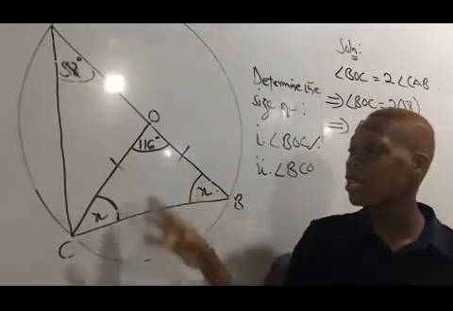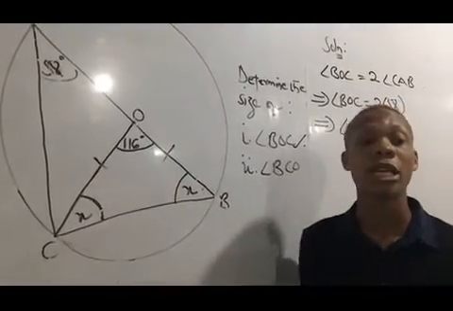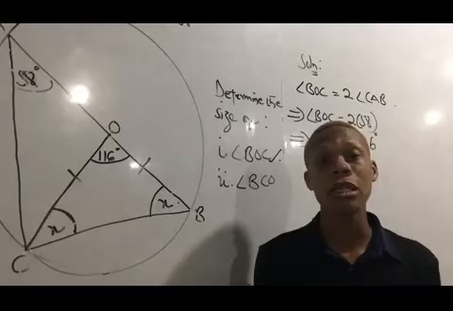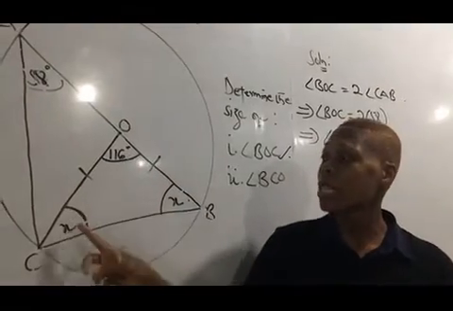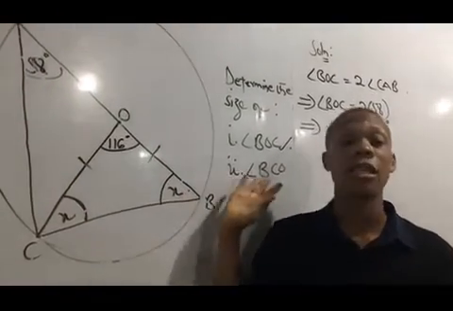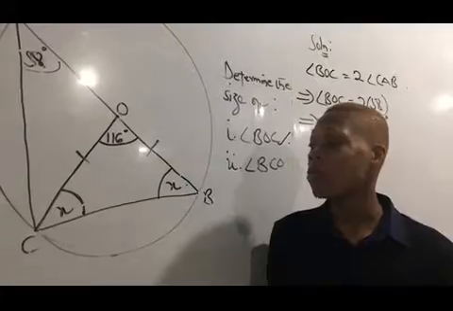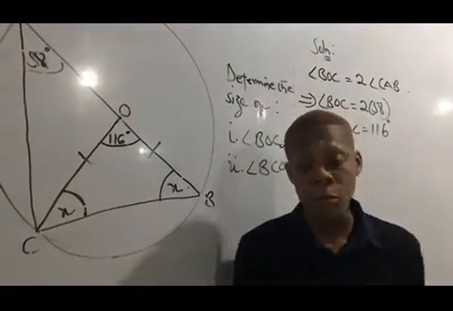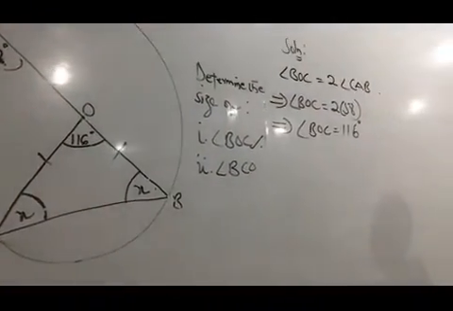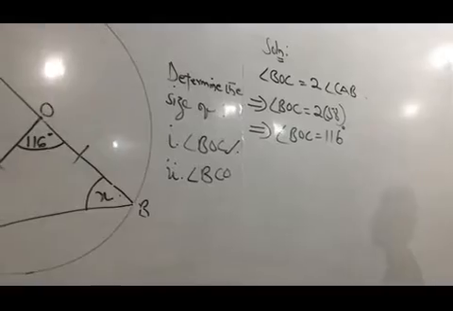Now I know all the angles here. So the sum of angles in a triangle should give us 180 degrees. So 116 plus X is equal to 180. Then I'm going to solve for the angle at C. Okay, so let's look at how to go through the steps to get that.